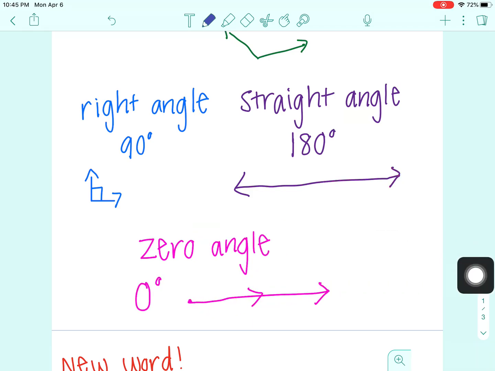It is a flat line that is closed as opposed to a straight angle, which is a flat line that is open all the way. Kind of think of a straight angle as a rainbow that opened up all the way. A zero angle is just flat shut.